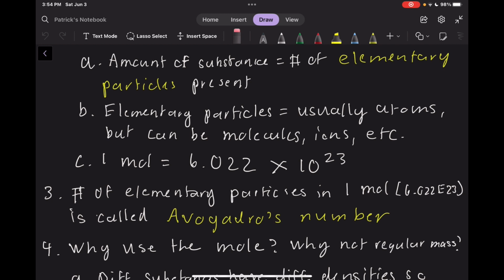This constant, 6.022 times 10 to the 23rd, is called Avogadro's number, named in honor of the Italian chemist Amedeo Avogadro.